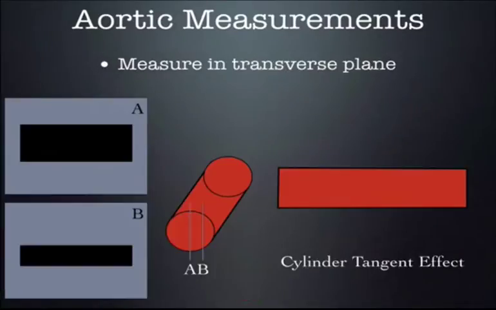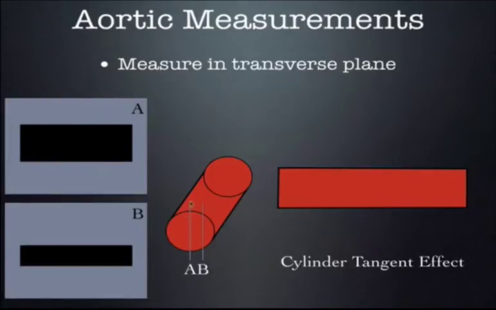We talked earlier about cylinder tangent effect, and that's a phenomenon that you can deal with when you try to measure the aorta in long axis. Now remember, when you go from transverse to long axis aorta, the image will go from a circular appearance to more of a cylinder appearance. And if the probe is positioned in long axis directly over the midline of the aorta, as is shown here in image A, then you would actually get an accurate measurement of the diameter.